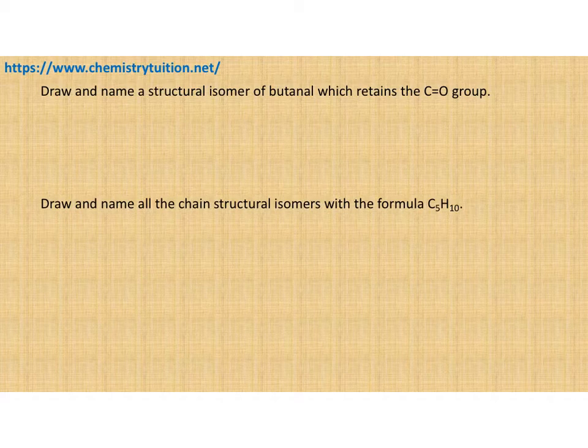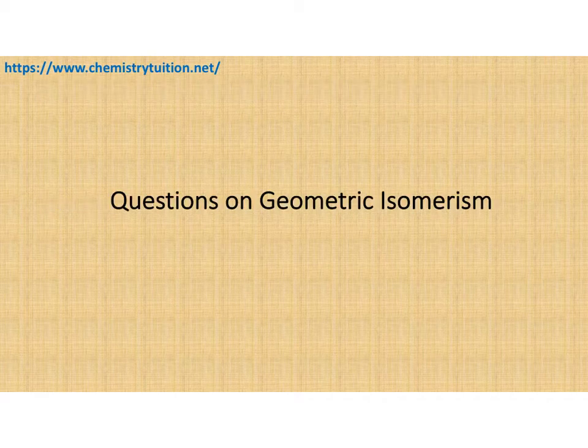For these questions, we're going to attempt to find a structural isomer of butanol, but we've got to retain the C=O group. And we're also going to name and draw all the structural isomers of formula C5H10, and they're going to be chain isomers, so we're not going to attempt to draw all the ring isomers.